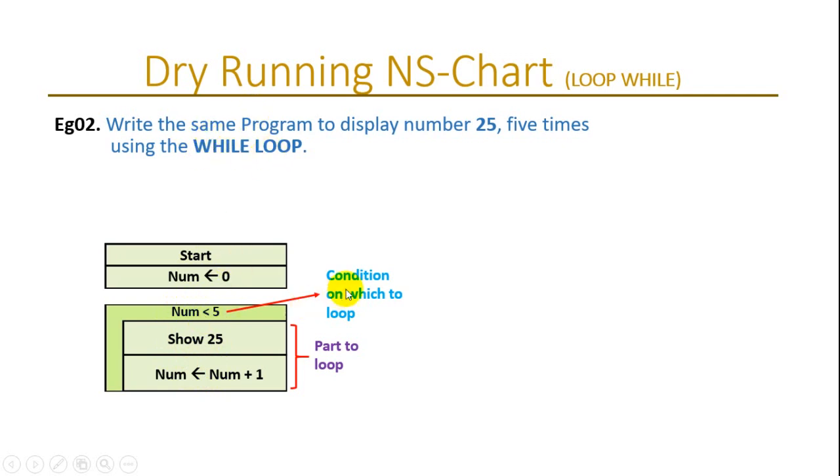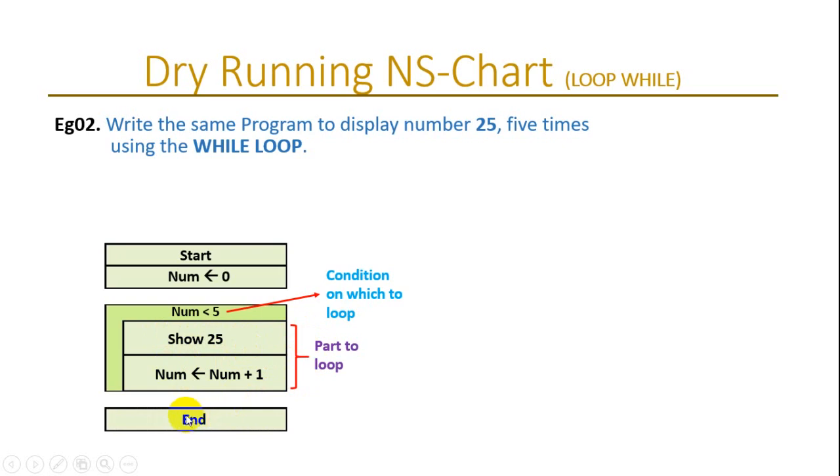So the condition you write here, and the things that need to be done are written here. Here this could be a decision, it could be another loop, which I will explain to you in a minute, or processes. In this case, there are two processes here as part of this particular loop. And then we have the ending.